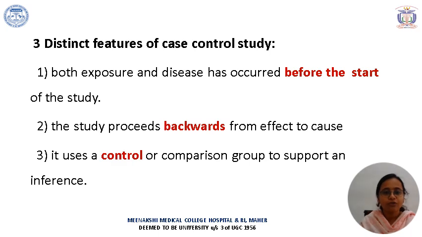Coming to the three distinct features of a case control, the main difference is that exposure and the disease have occurred before the start of the study, whereas in a cohort study the disease will progress after the start and we will observe for a certain period. Here in the case control we'll proceed backwards, like after the disease has occurred we will see the patients backwards, or we will go from the effect to the cause. Effect is the disease, and the cause is the risk factor, and we are using the control group as a comparison group which doesn't have the disease but may have the risk factors.